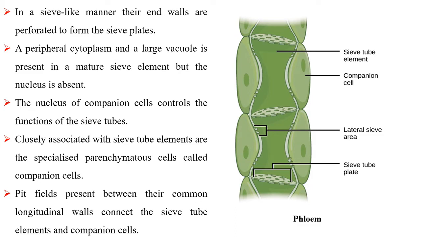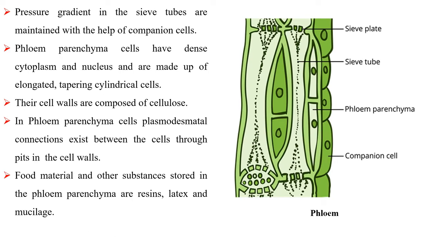In a sieve-like manner, their end walls are perforated to form sieve plates. A peripheral cytoplasm and a large vacuole is present in a mature sieve element, but the nucleus is absent. The nucleus of companion cells controls the functions of the sieve tubes. Closely associated with sieve tube elements are the specialized parenchymatous cells called companion cells. Pit fields present between their common longitudinal walls connect the sieve tube elements and companion cells. Pressure gradient in the sieve tubes is maintained with the help of companion cells.